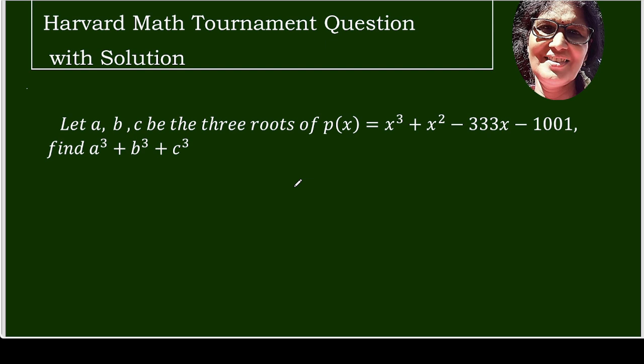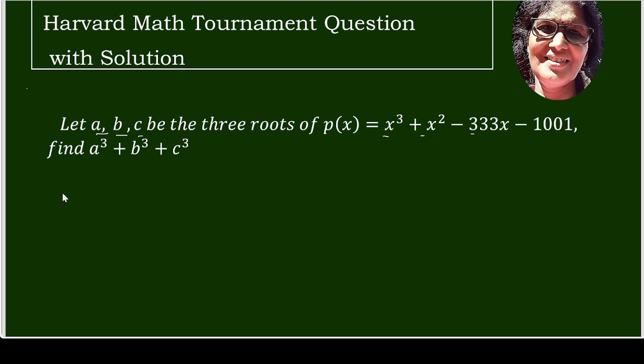Let A, B, C be the three roots of P of x equals x cube plus x square minus 333x minus 1001. Find A cube plus B cube plus C cube. So let us recall the concept of the relation between the roots and the coefficients of the terms in the polynomial.